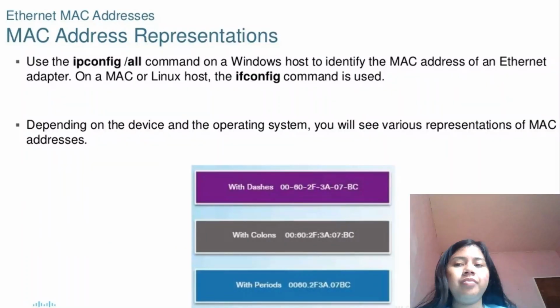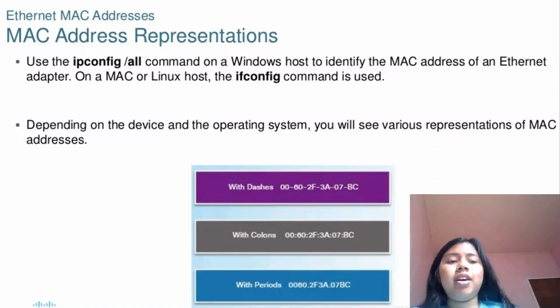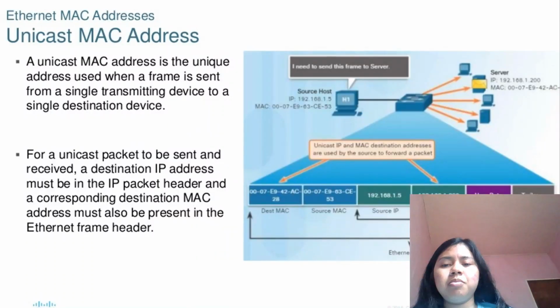MAC address representations. Use the ipconfig /all command on a Windows host to identify the MAC address of an Ethernet adapter. On a Mac or Linux host, the ifconfig command is used. Unicast MAC address. A unicast MAC address is the unique address used when a frame is sent from a single transmitting device to a single destination device.